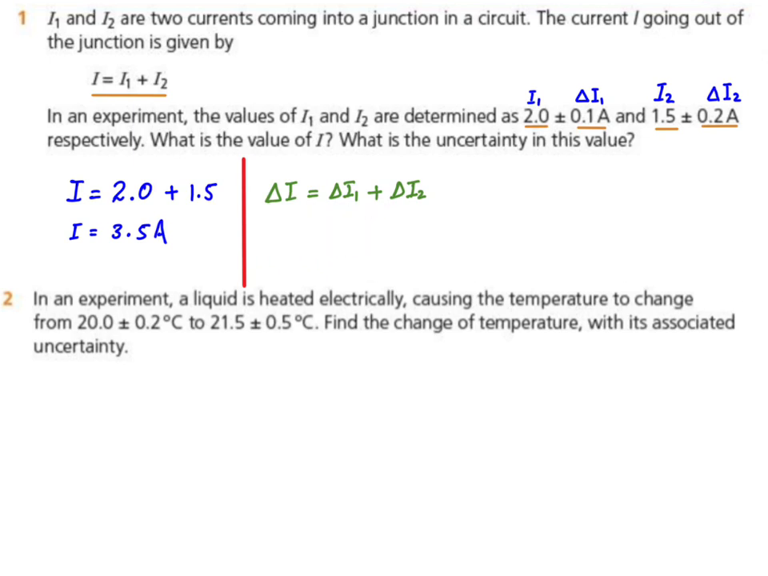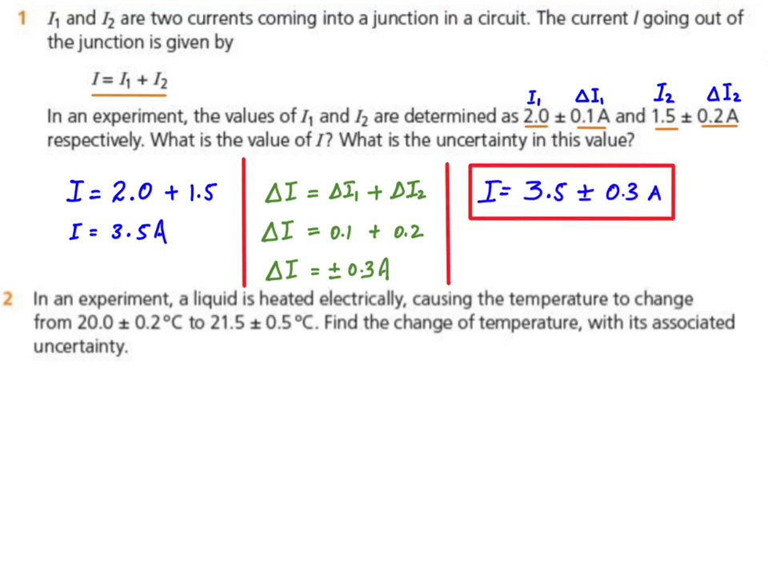So the absolute uncertainties are 0.1 and 0.2 amperes. Hence 0.1 plus 0.2 makes delta I 0.3 amperes, right? This 0.3 amperes is the absolute uncertainty in what? In I. So you will write your final answer this way: 3.5 plus minus 0.3 amperes.